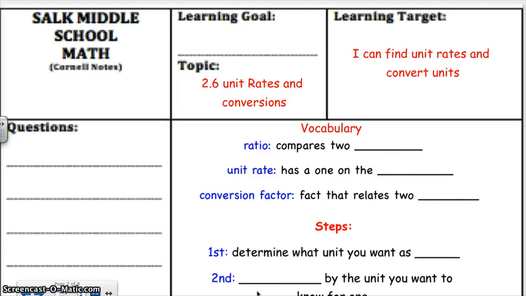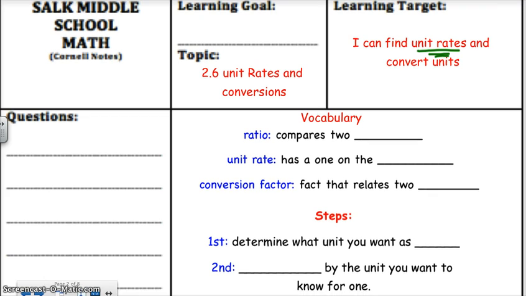We are moving on to 2.6. In 2.6, we're going to identify unit rates and convert units. Converting units is the doozy, but once I explicitly model how to go through a couple of them, I have tools for you to use and you should be able to handle it well. Unit rates are very relatable to your real life situation in money, okay?